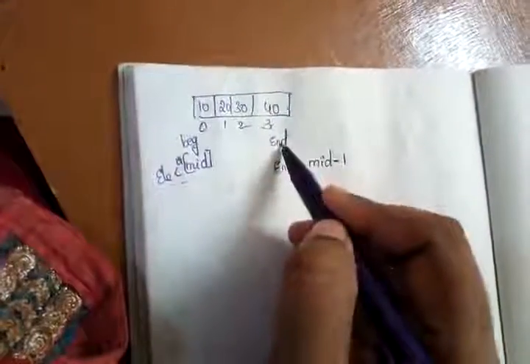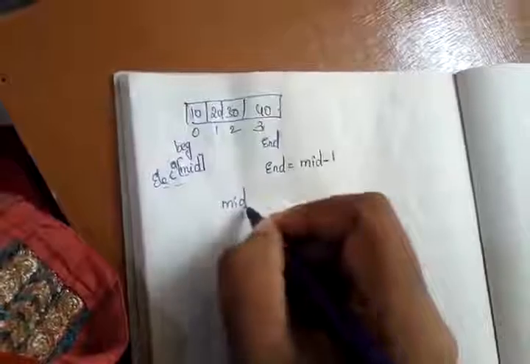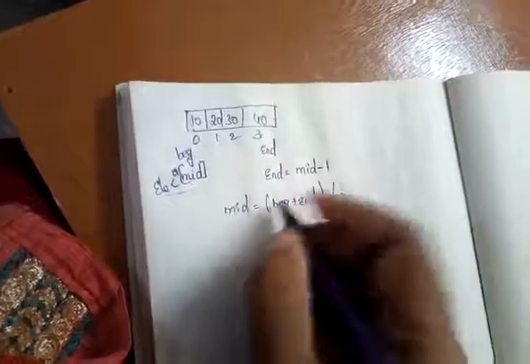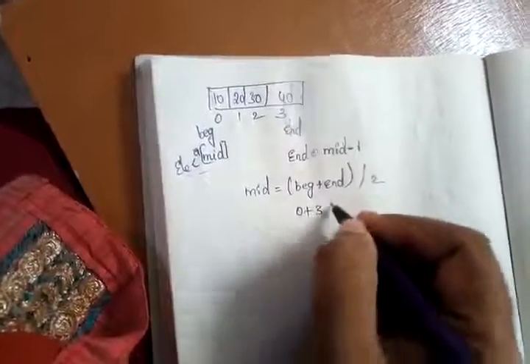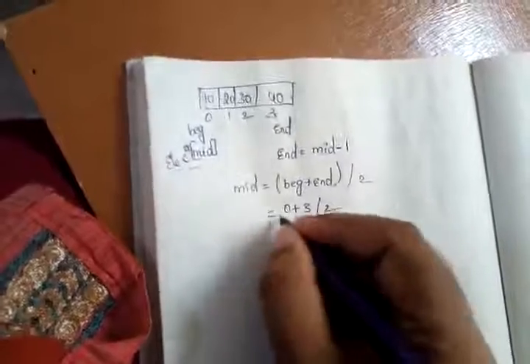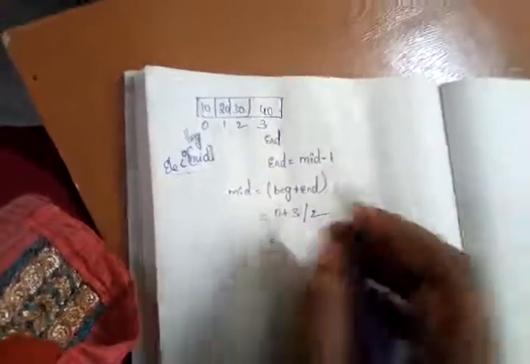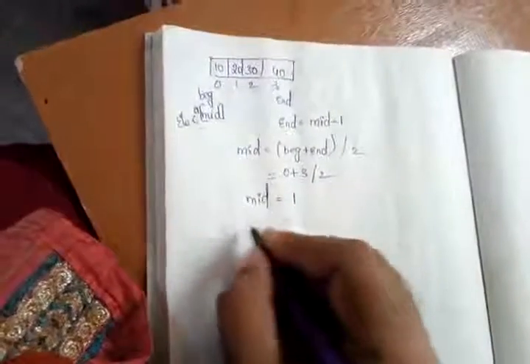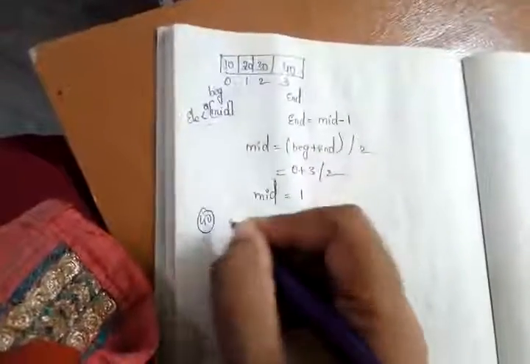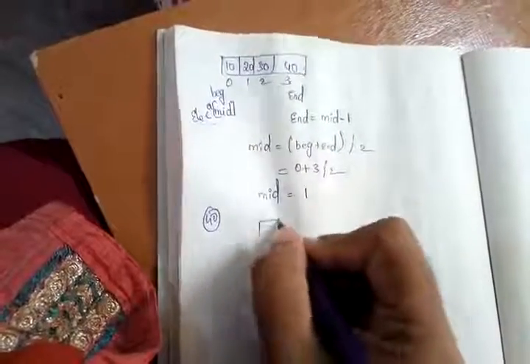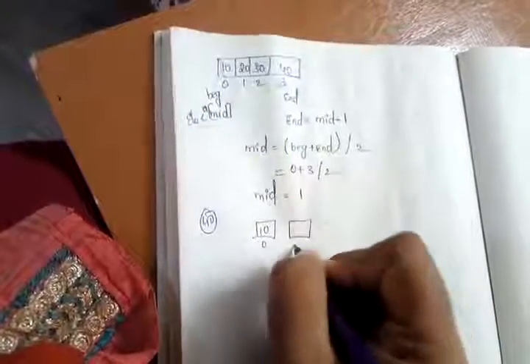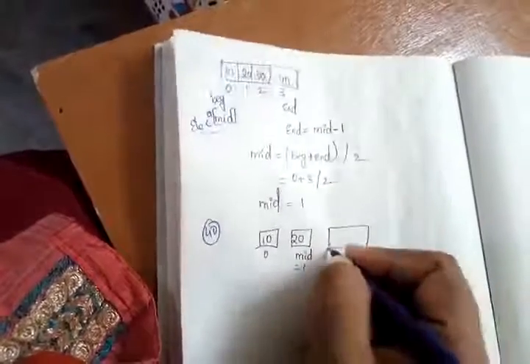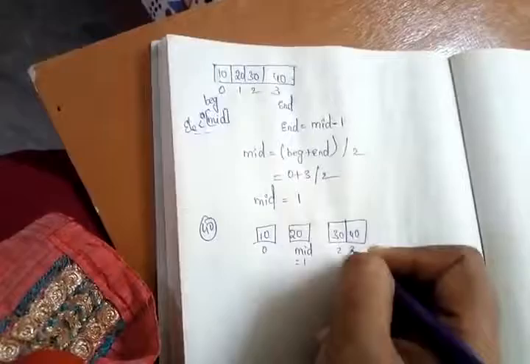Now we have the beginning and ending index, so we need to find the middle element again. Beginning plus end by 2: 0 plus the end index, which is now 3, by 2. 3 by 2 with integer division will result in 1. So now the middle index is 1. Now you will compare 40, the element to be searched, with the element we found as the middle element, that is 20, and the remaining array is 30 and 40, at indexes 2 and 3.